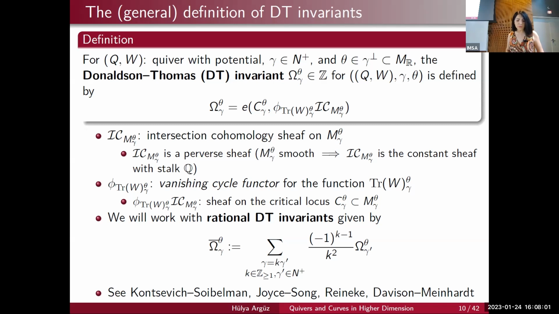And we will generally not work with these DT invariants, just for computational convenience. We will consider what people call rational DT invariants. If you know the set of data of all rational DT invariants, it's equivalent to the set of data of DT invariants. It's just for computational convenience, due to factors appearing in wall crossing. Essentially, we will consider (-1)^(k-1)/k^2 times Omega of gamma, theta. And there is a lot of literature, so I just wrote here some names if you want to look these up. This theory is due to Kontsevich, Soibelman, Joyce, Song, Kronika, Davison, Meinhardt, and so on.